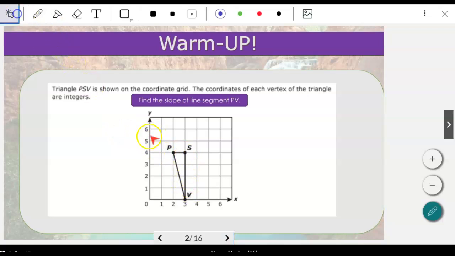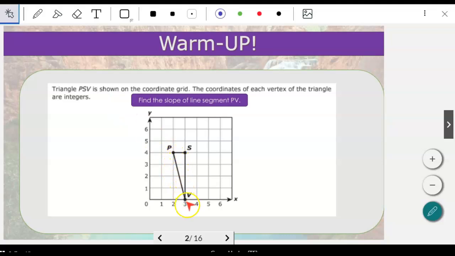is shown on the coordinate grid. The coordinates of each vertex of the triangle are integers. Find the slope of the line segment PV. So you don't even need the rest of this triangle. So we're just trying to find this slope. Now you can just do rise over run.